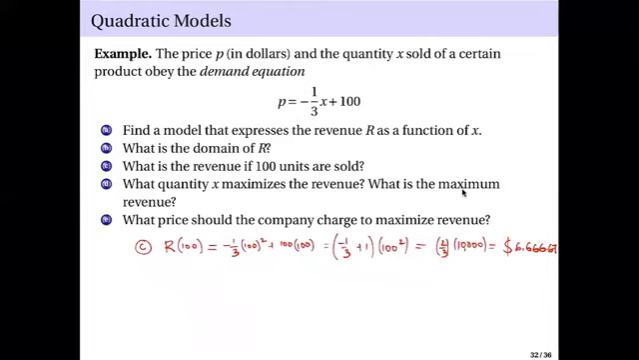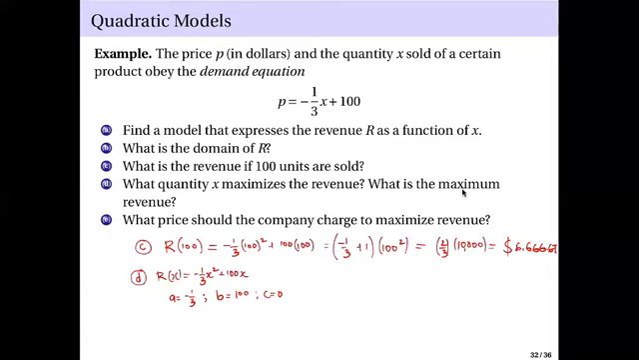So for letter D, again, let's have the function. Let us recall that: negative 1/3 x squared plus 100x. So in this, your A equals negative 1/3, your B is equal to 100, and of course, your C, let's just write it, it's just 0. So what quantity X maximizes the revenue?